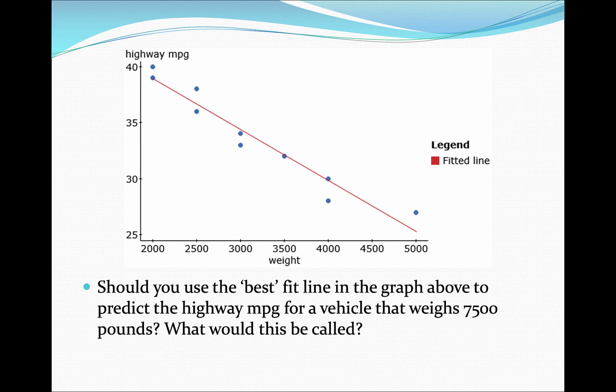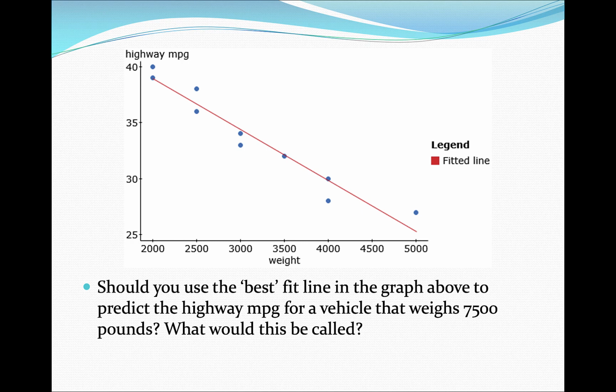This is the other issue. The idea of regression is used for what we call interpolation. So it's used to predict within the range of your scatter plot. Extrapolation is the opposite of that, and we should not use regression to extrapolate. So this said, should you use the best fit line in the graph above to predict the highway miles per gallon for a vehicle that weighs 7,500 pounds? What would this be called?